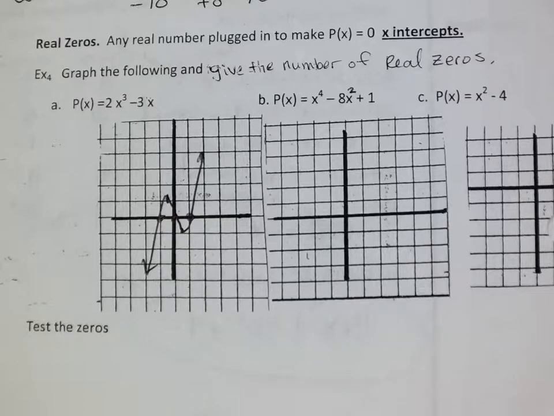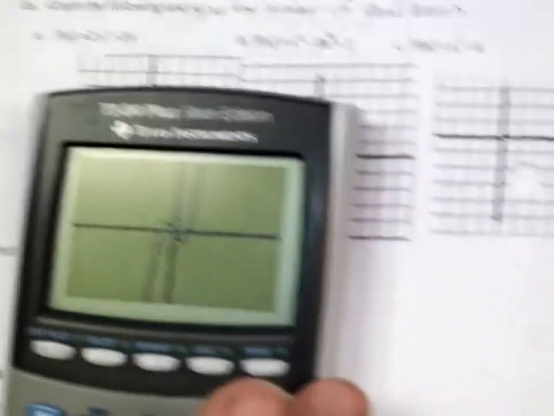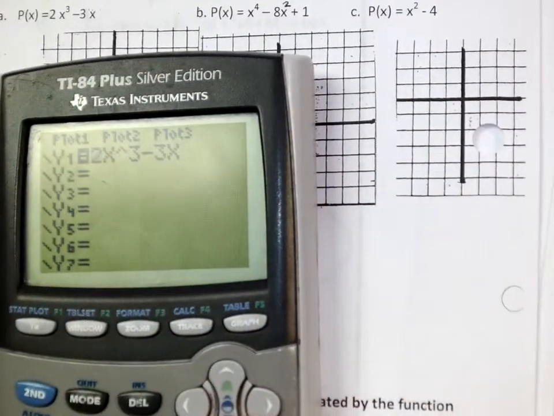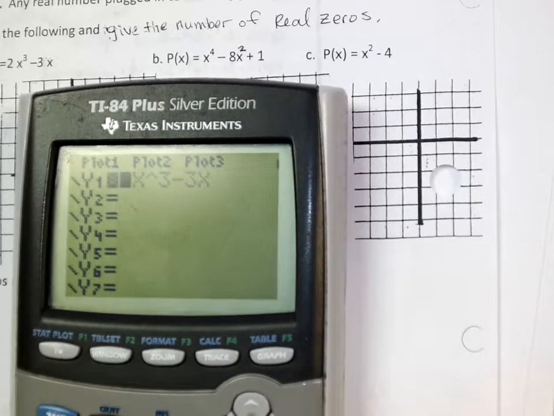See if you can do the next one. So we go back to y equals, right? And let's get rid of that one. Clear it out, right? And put the next one in, okay?